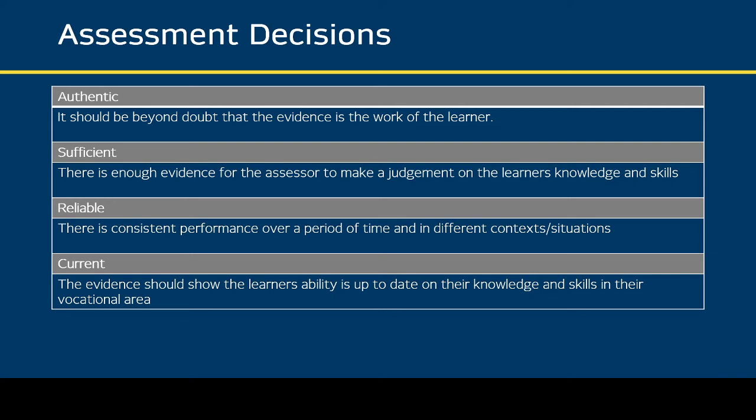Reliable. So reliable means that there's consistent performance over a period of time and in different contexts and situations. So when it comes to an SVQ, when you cover each point within a unit, we don't want it to be the exact same time you've completed that task. So I know we said about using different forms of evidence to strengthen that point, but you also want to have maybe another time where you've completed that task, and that will show that you are able to perform these skills over a period of time.